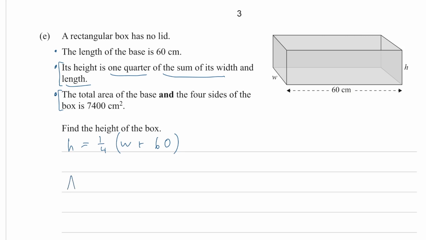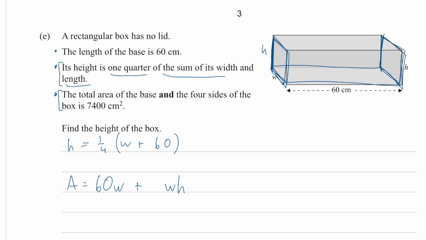So the area, let's do the base first. So that area of the base is width times 60, right, or 60W. And we don't add the area of the lid, right, because there is no lid. And now the area of the left and the right side is W times H, right? Remember, this is still H here, this height. So W times H, and we have two of them. So we can just multiply that by 2, right?